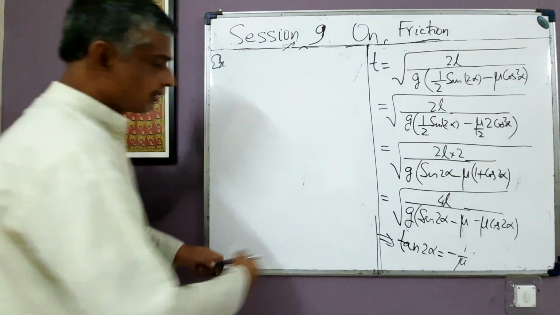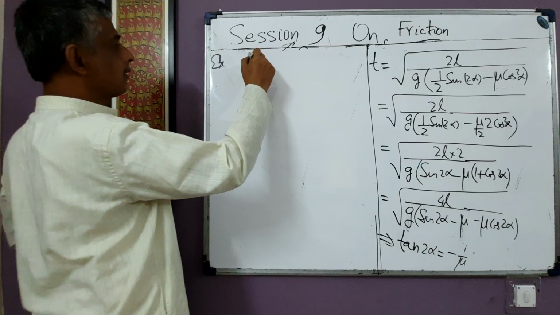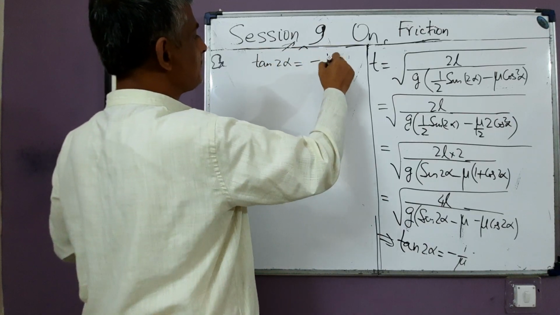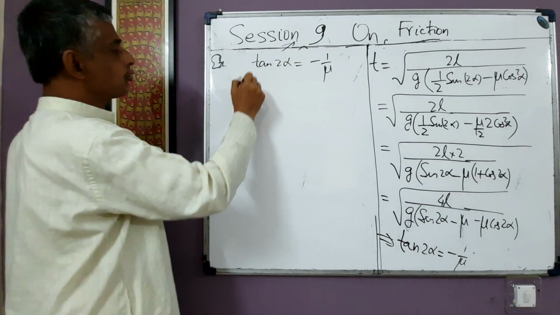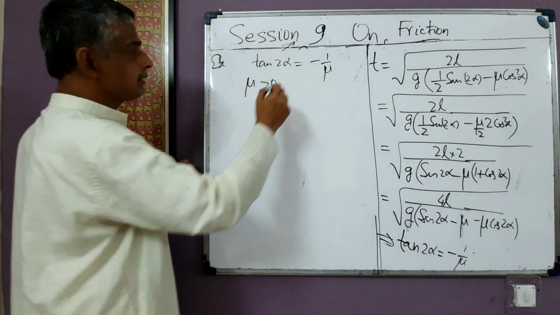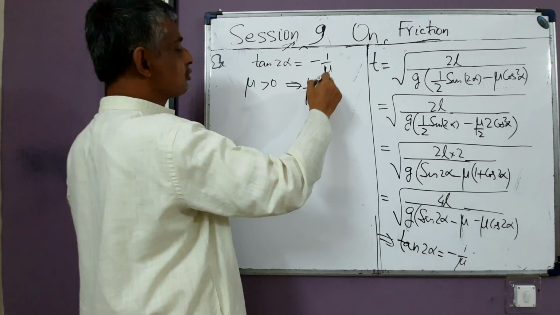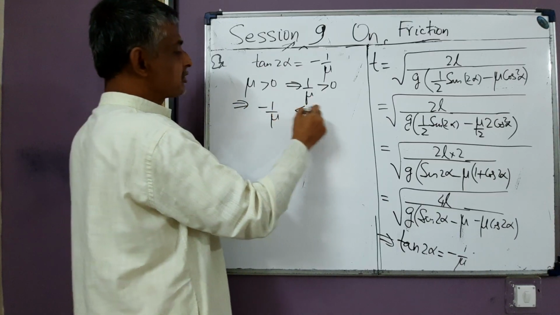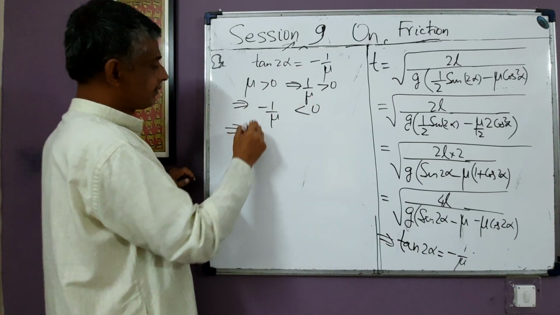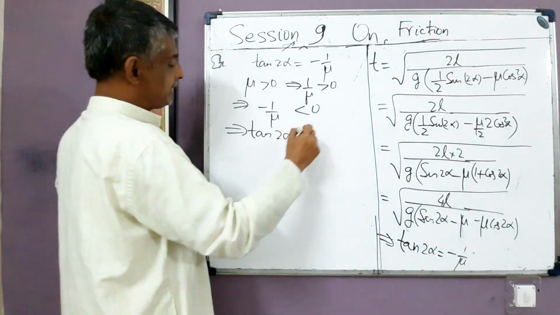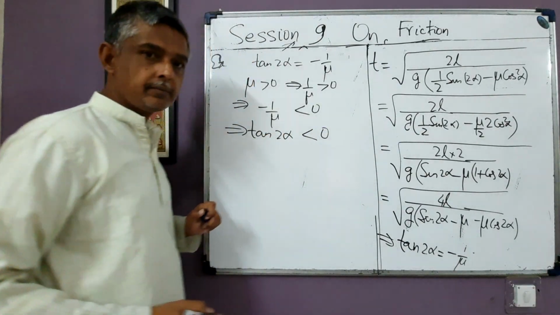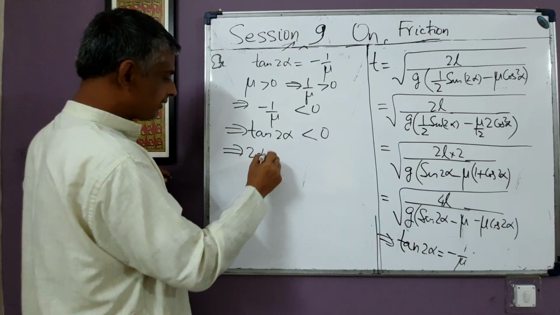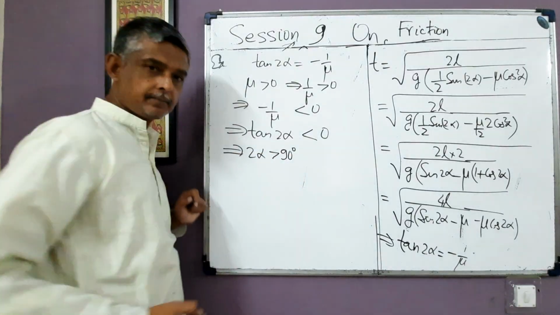Now see, what is this tan 2 alpha? Tan 2 alpha is just equal to minus 1 by mu. Now this friction coefficient mu is known to be a positive quantity, so 1 by mu is also positive, and 1 by minus mu is a negative quantity. Tan 2 alpha is also a negative quantity. This means 2 alpha should be more than 90 degrees.